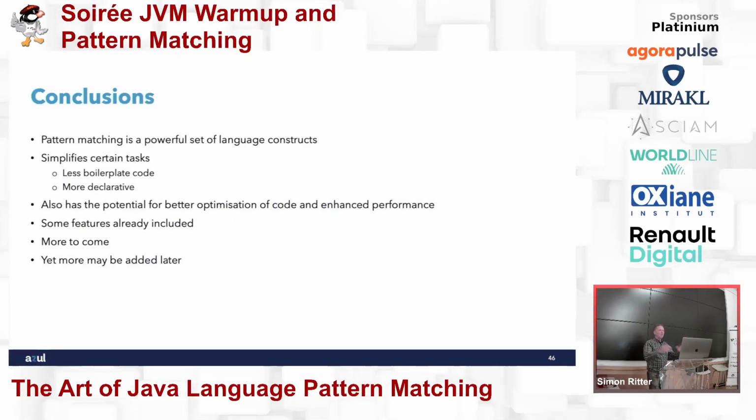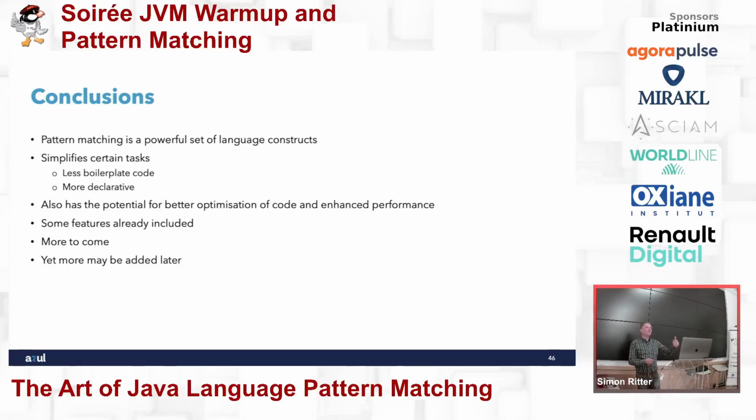So I'm going to wrap it up there. In conclusion then, pattern matching is a very powerful set of language constructs. It does certainly make a number of tasks a lot simpler. We can see that by making things easier with switch expressions, using types in those, instanceof, and now we can use type variables as well, things like that. Leads to less boilerplate code, more declarative code, that kind of thing.